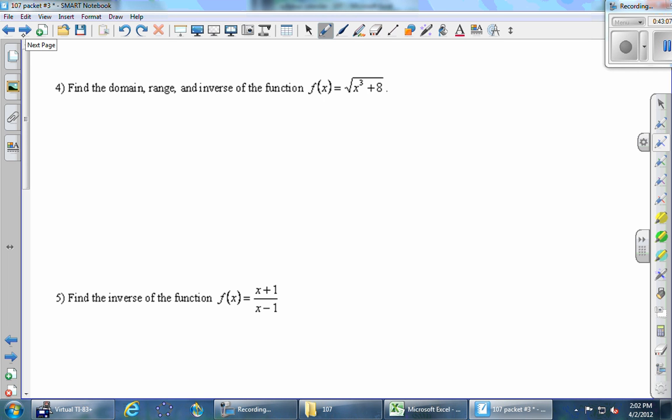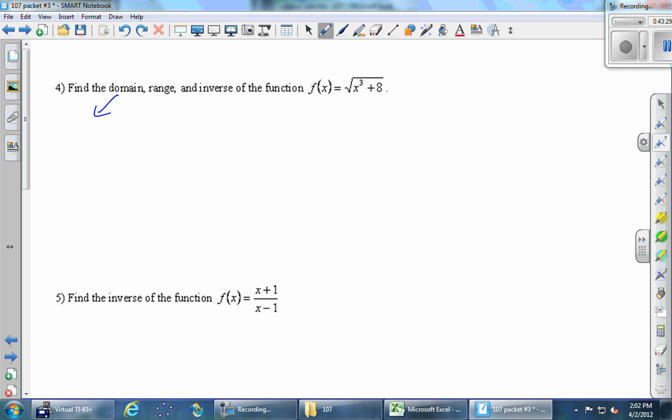Let's try number 4. Okay, so let's think about this guy. First, the domain. To refresh my memory here, is domain the x's or the y's? Domain is the x's, so let's find the domain.